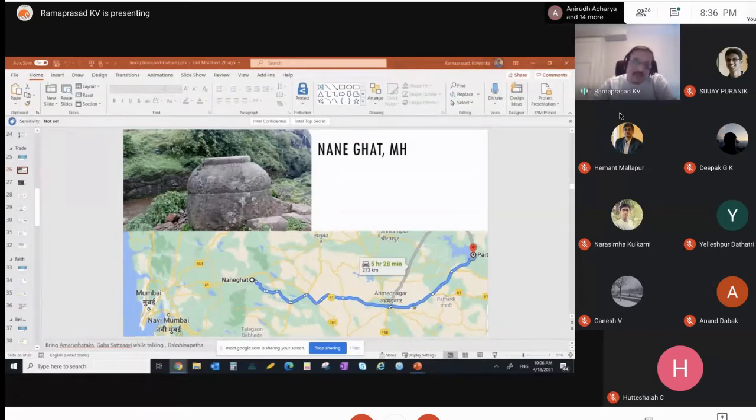And then from Paitan, the traders would go to one of the ports over here. Kalyan, near Mumbai, was a port for a very long time. I think there are several other ports over here. So this is where they went down the ghats, and the traders had to pay a toll over here. That's what you see here, and that's why it's called Nane Ghat.